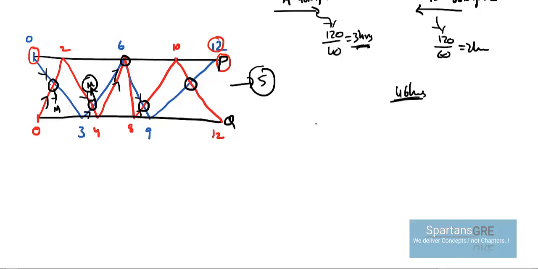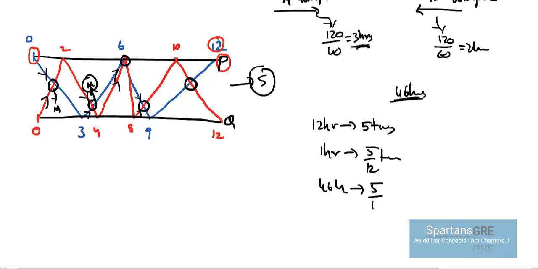So remember, you cannot do it like this: in 12 hours they meet 5 times, so in 1 hour they meet 5 by 12 times, and for 46 hours they meet 5 by 12 into 46. This kind of mistake you should not make, okay? This is a blunder, so don't do it this way.